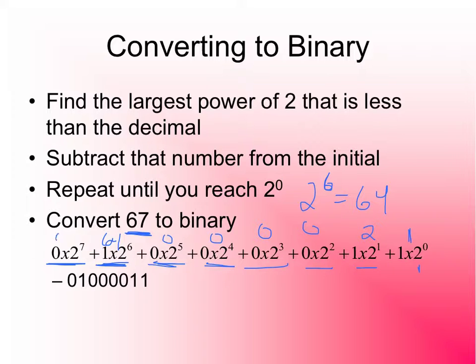So we add all this up. 64, 0 plus 64, 0, 0, 0, 0, plus 2 plus 1. That gives us our magic number 67 that we're trying to encode. And so then we write this out. We have 0, 1, 0, 0, 0, 0, 0, 1, 1. And there we have it. That's all there is to it. Pretty straightforward. Okay.